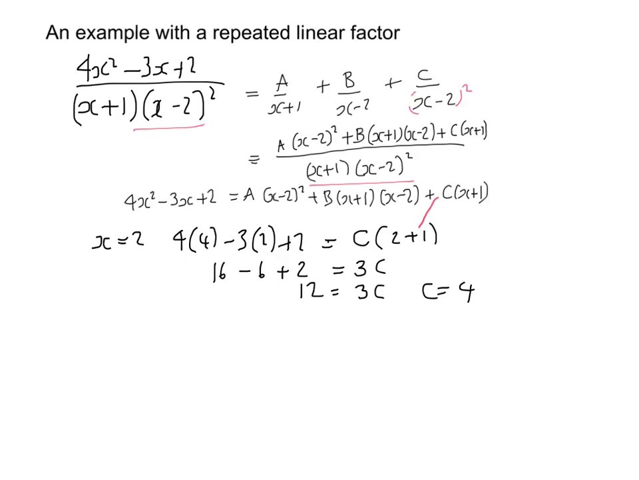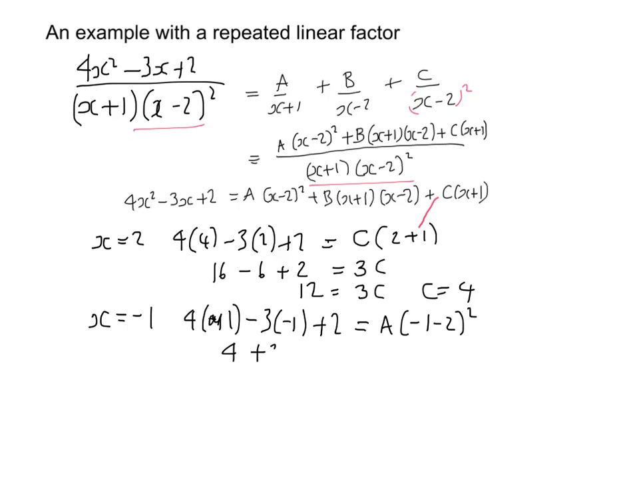Okay, so now we'll make the x plus 1 bracket equal to 0, so we've got x equals minus 1, so 4 lots of minus 1 squared, is 1, minus 3 lots of minus 1 plus 2, and the only term that remains now is the A term, because the x plus 1 bracket has disappeared from both the B and the C, so we've got minus 1 minus 2 squared times A. So that gives us 4 plus 3 plus 2 is equal to minus 3 squared is 9, so 9A. So 9 is equal to 9A, so A is equal to 1.